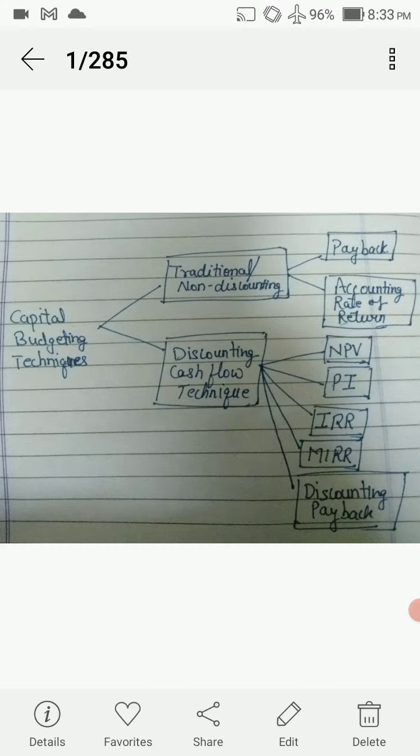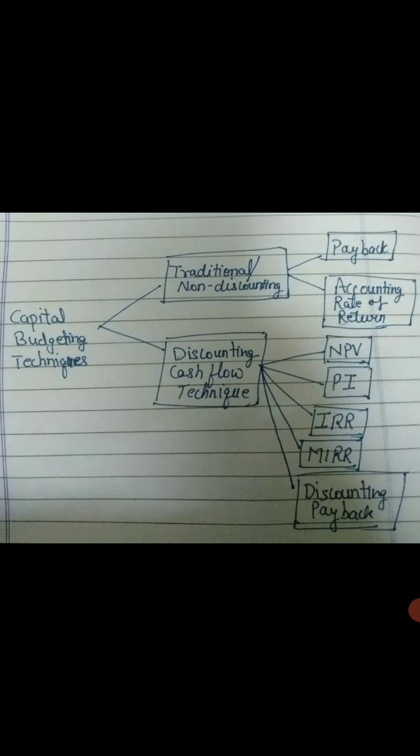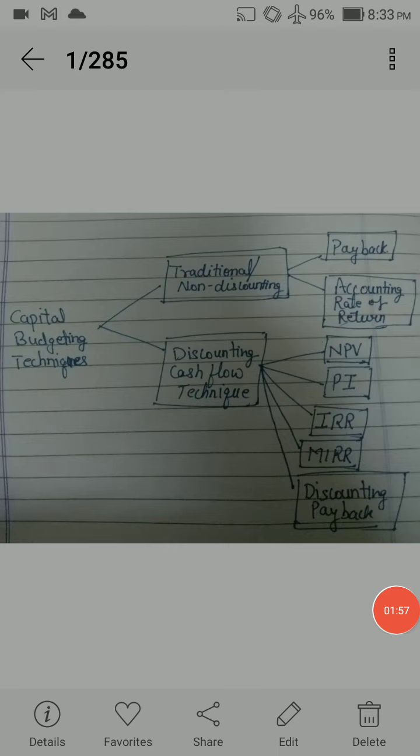The first one is NPV, that stands for net present value. The other one is PI, that stands for profitability index. Then comes IRR, that stands for internal rate of return. Then comes MIRR, that is modified internal rate of return, and the last one is discounting payback method.